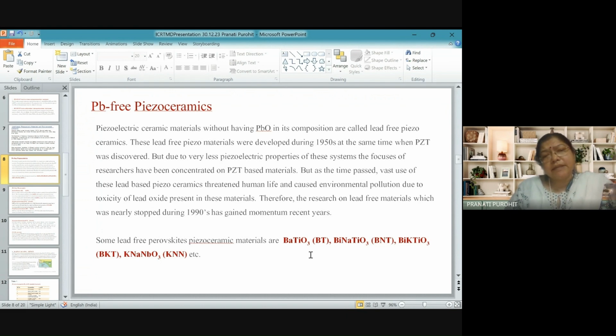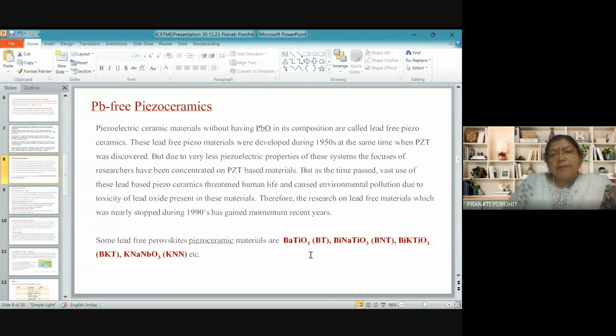But the ceramics can be synthesized easily, so the synthesis is easy. That is why I am going for the piezoceramic part. Now I am discussing a few lead-free piezoceramics. Piezoelectric ceramic materials without lead oxide, that is PbO, in their composition are called lead-free piezoceramics. The materials which I have discussed earlier all contain lead oxide.